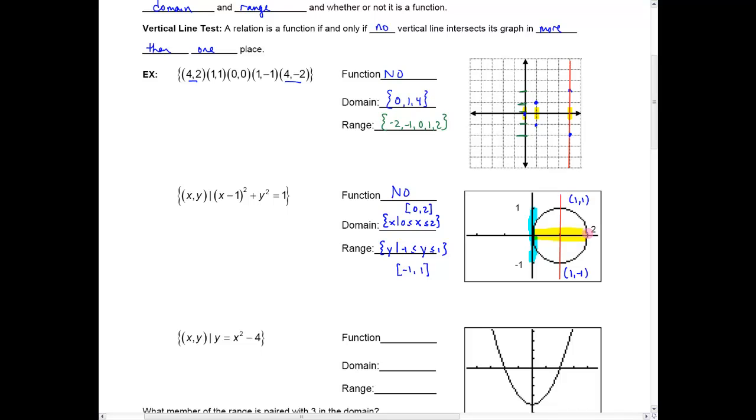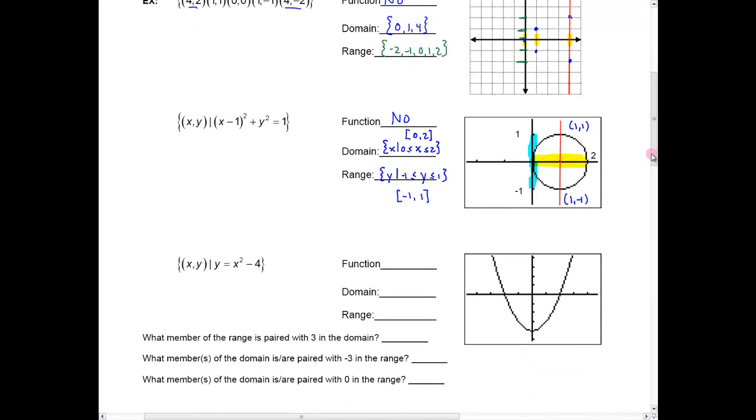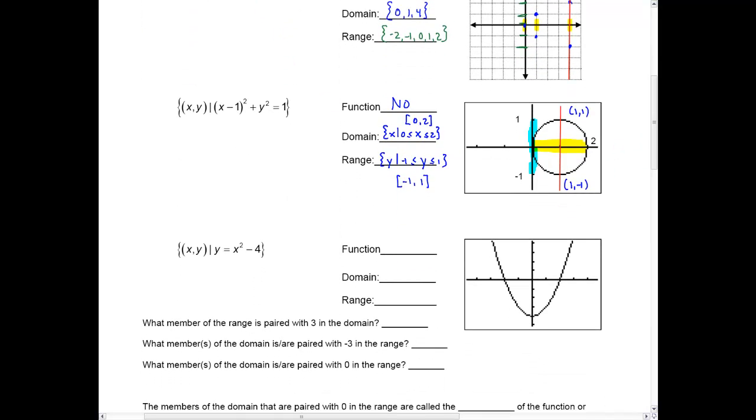All right. Here's one more example of that. y equals x squared minus 4. If I graph that, I get this nice parabola, and just at a glance, you can see that anywhere I draw a vertical line, it is going to intersect that graph in just one point. And so that means that, for example, at this x value, there's only one y value, and that's what it takes to be a function. So yes, that one's a function.